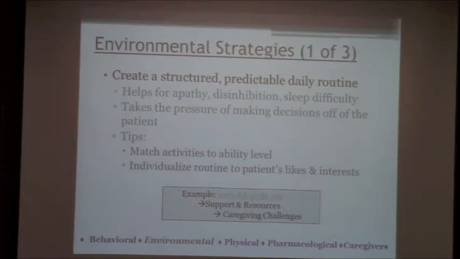An environmental strategy is to create a structured, predictable daily routine. Think of what provided security to a toddler. They woke up, they knew that this was going to happen, they didn't have to think about it. They didn't have to plan their day. So if you create a structured, repetitive pattern to replace what adults now do, they're much more secure in what's happening.